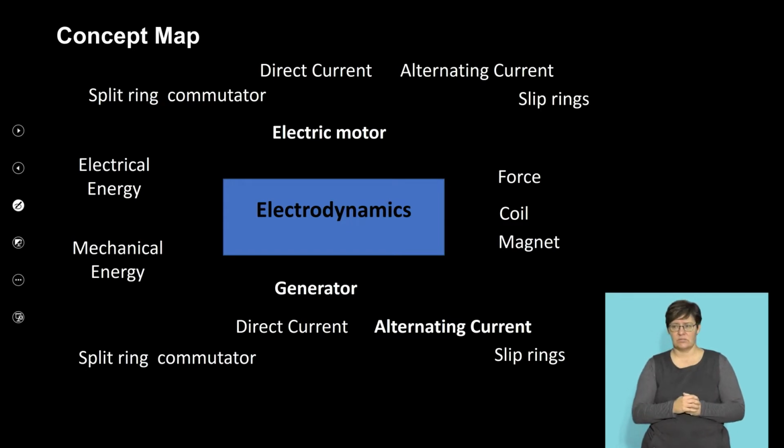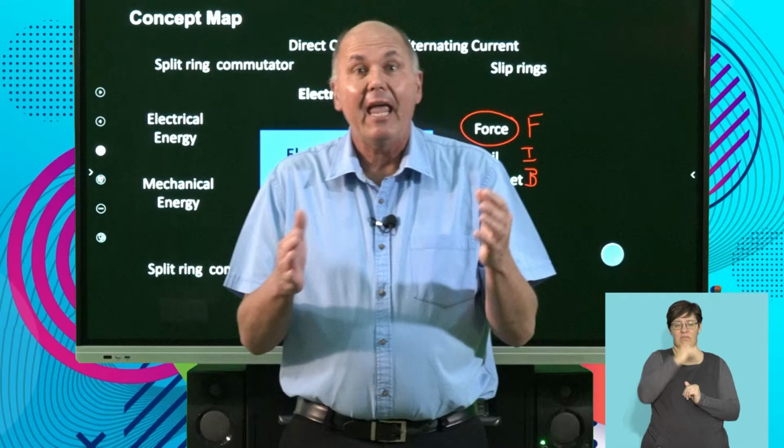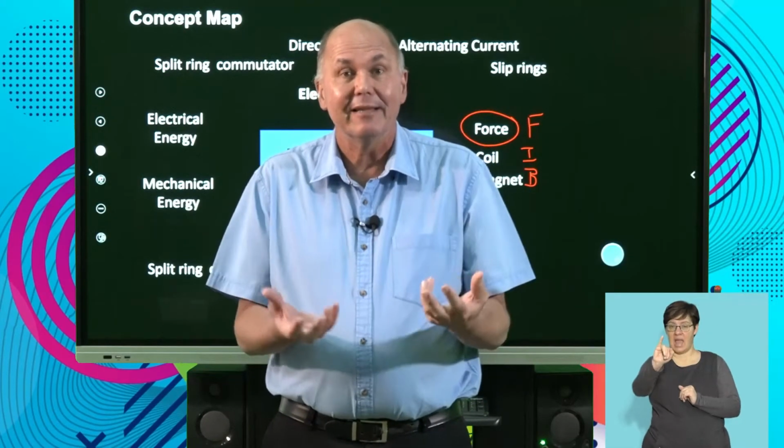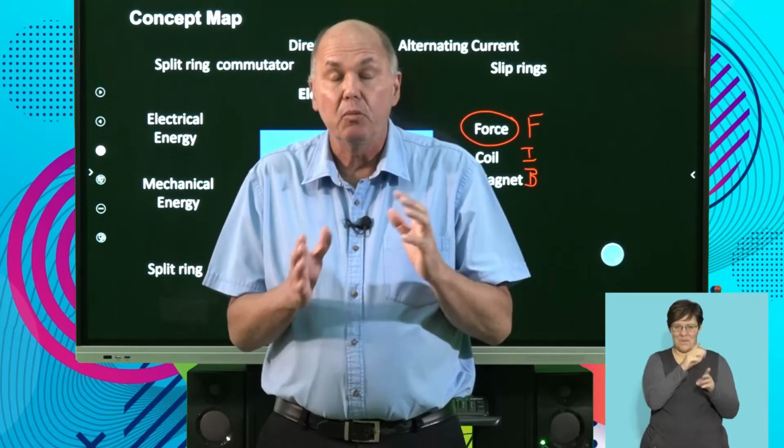As we look at our concept map, we'd recognize that when we're dealing with the idea of a force, we often use the symbol F. When we're dealing with the magnet, a magnetic field, we use the symbol B. And when we deal with a coil or current in a coil, we use the symbol I. Now, I've written it in the wrong order there, but F, B, and I go together. And this will help us determine how a motor works.